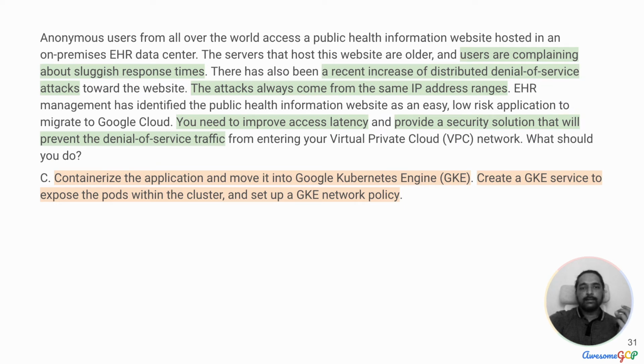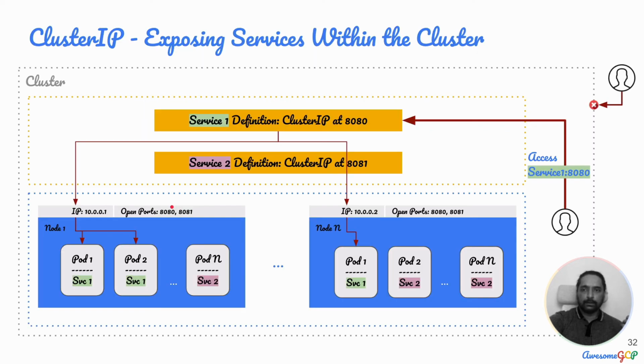Option C says containerize the application and move it into Google Kubernetes Engine, create a GKE service to expose the pods within the cluster, and set up a GKE network policy. If you drew out this diagram, it is basically saying put the application in a pod, and you expose that within the cluster using a cluster IP. But the problem with this is that only other applications within this cluster will be able to access that service, whereas a user coming from outside is not going to be able to access it. So this solution is not going to be useful for us either.